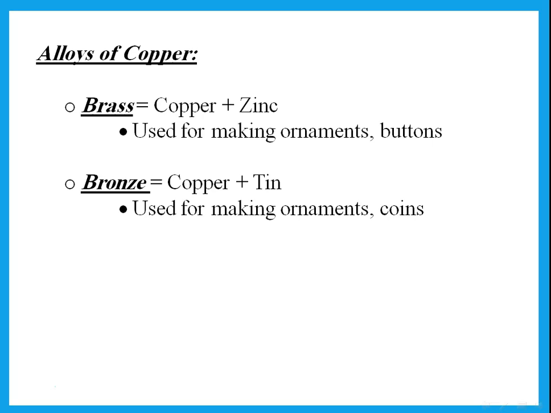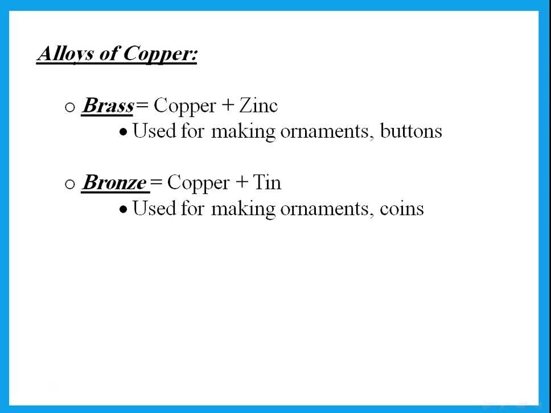We use it for making ornaments and buttons. Do you know what ornaments are? Ornaments are the things that we put in our living room for decoration, statues, vases, and so on. These are called ornaments. Or it can be used for buttons. These are buttons for the soldier's uniform, because the brass is bright yellow in color. So the yellow buttons that they have in a soldier's uniform are made of brass.